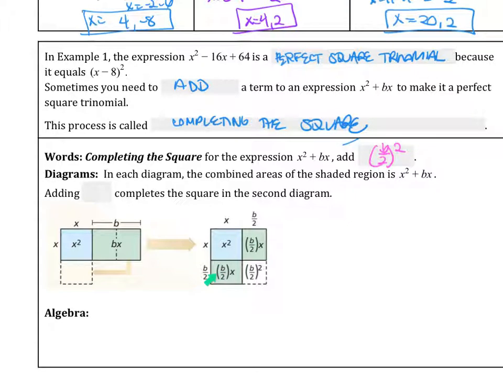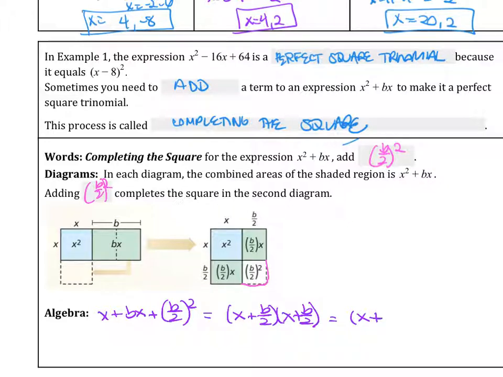So notice I cut it in half and put it on the side. Then I need to add some 1s over here. So what happens is we're adding (b over 2) squared to complete the square in here. So algebraically, this looks like x squared plus bx plus (b over 2) squared. Then we factor it. So it's (x plus b over 2) times (x plus b over 2), or we rewrite it as a squared binomial, (x plus b over 2) squared.